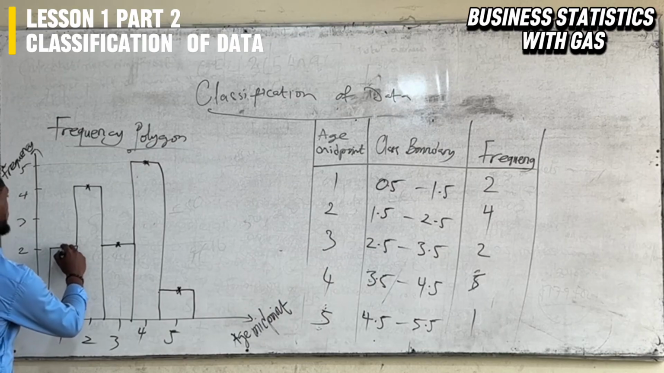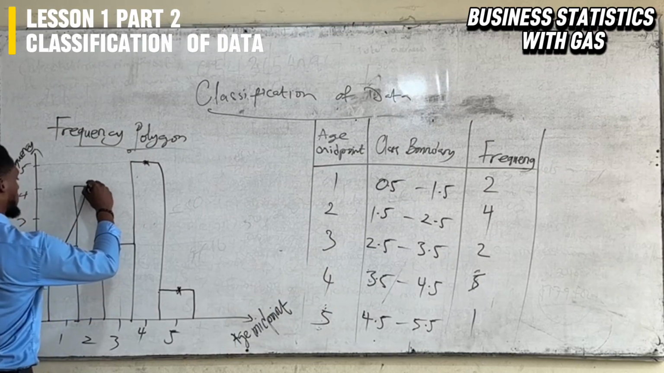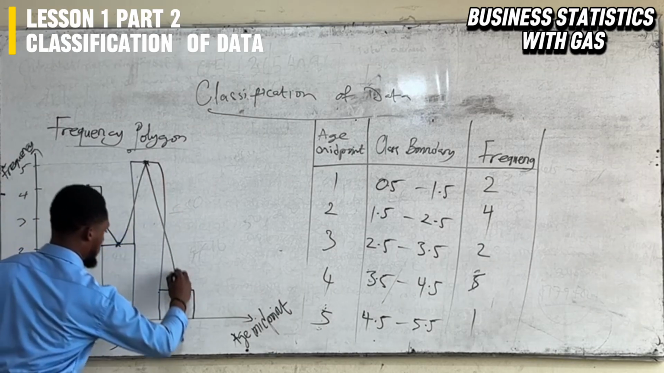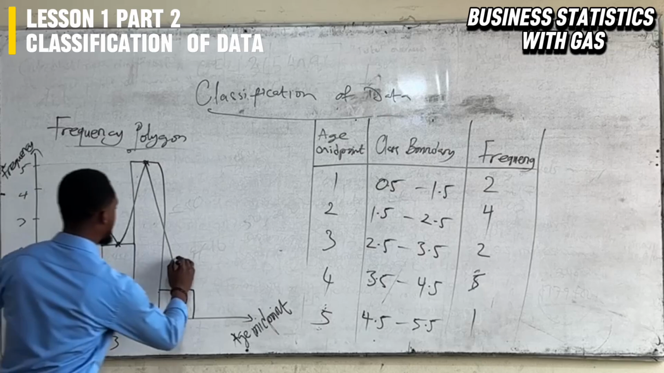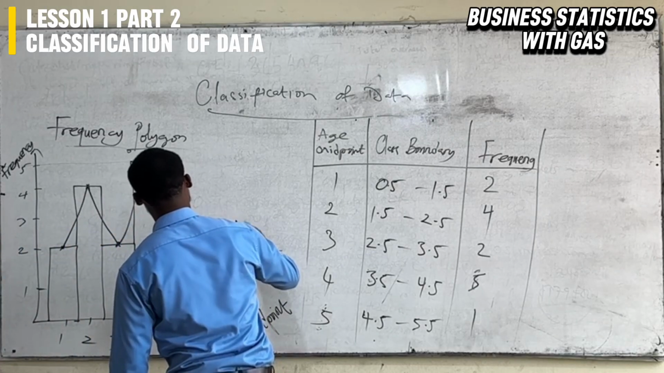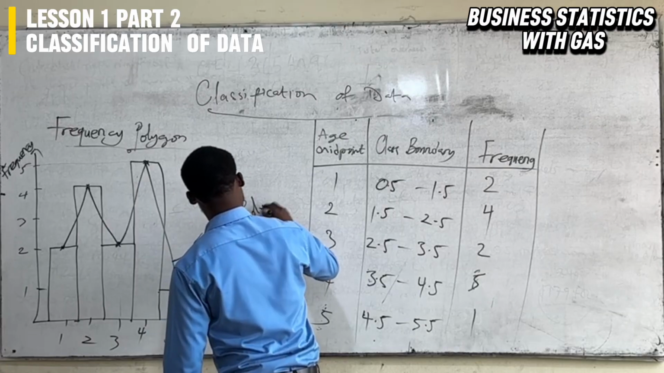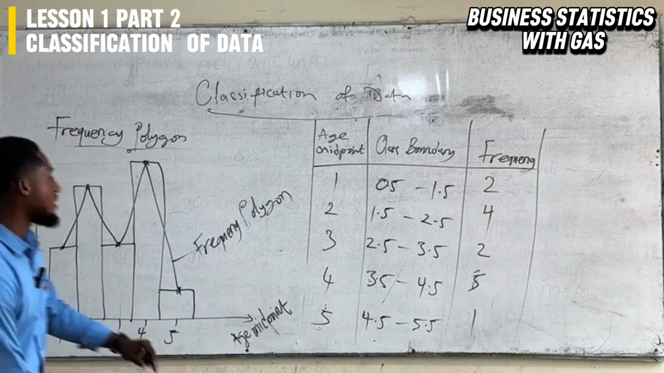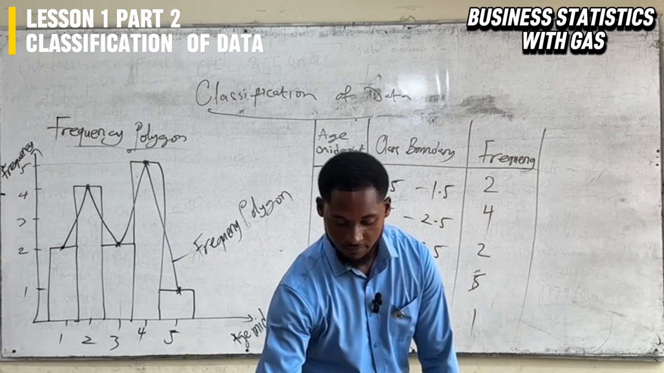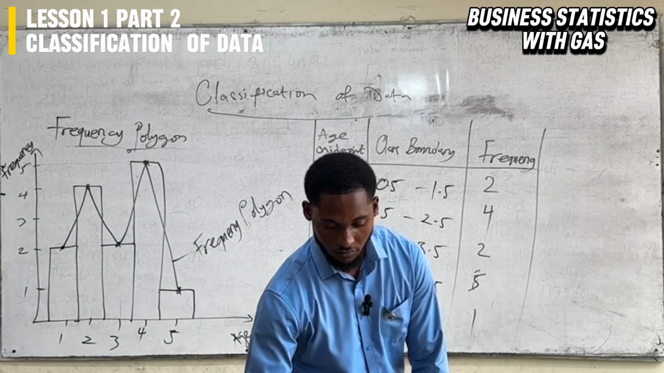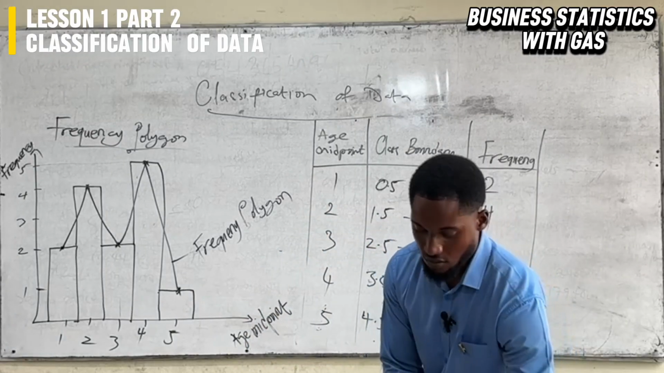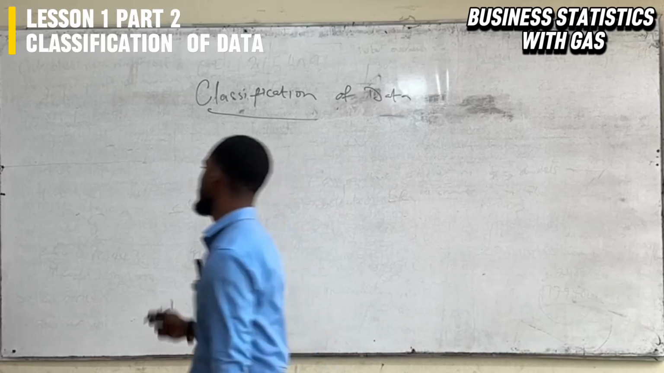So now you mark it 1, 2. Now what we have here is the frequency polygon. So now let's move on to the next chapter, which is the cumulative frequency.